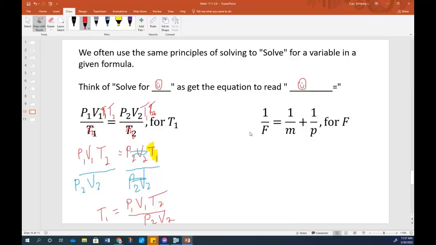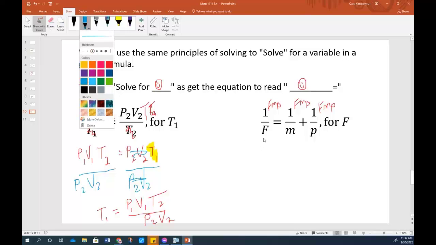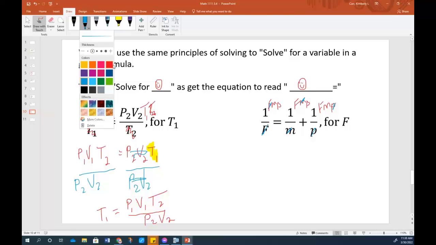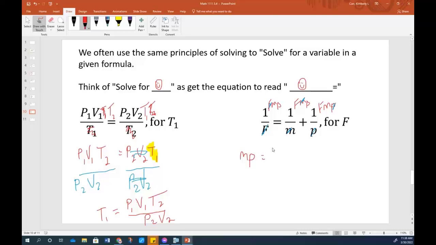But again, if we're going to use this same principle, if we have to solve it for another one, the very first thing you want to do is just get rid of the fractions. So I'm going to multiply here by F, M, and P. And then we cancel what we can cancel. So F cancels, M, and P. And that leaves me with MP is equal to FP plus FM.